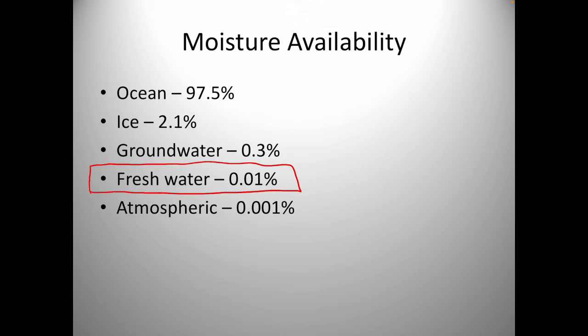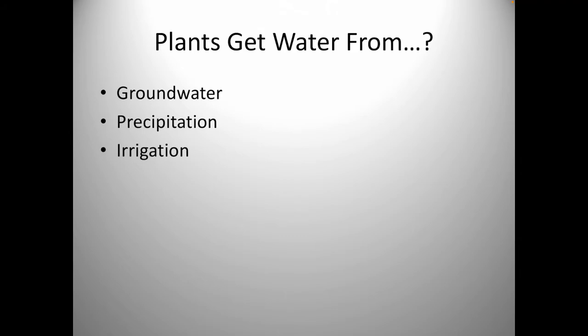1% is everything that we need for us, for our animals, for our crops. That's all we have, a very small portion of water that's actually usable as far as the volume of water that's actually available on the planet. So where do plants get their water from? They can get it from groundwater, water that's already there. They can get it from precipitation when it rains, and they can get it when we irrigate.